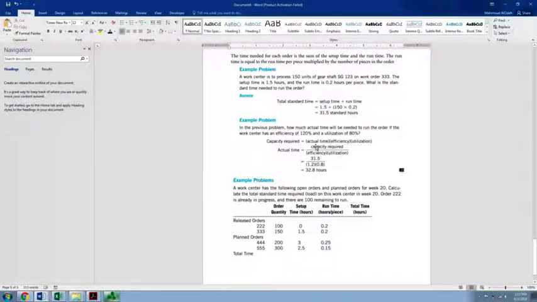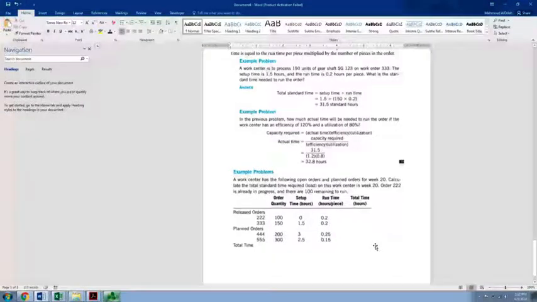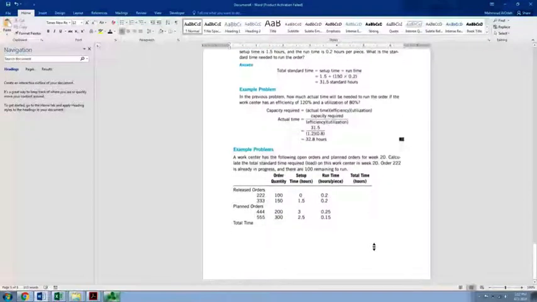So we put the equation in terms of time, efficiency times utilization, and we're looking for the actual time. For the required capacity, we just calculated it. This is what we are able to finish: 150 units, we can finish in 31.5. So 31.5 divided by the efficiency, which is 1.2, times 0.8. The actual time would be 32.8 hours. This is the actual time, what we actually need in order to fulfill this order.